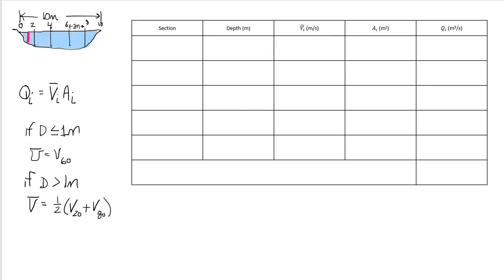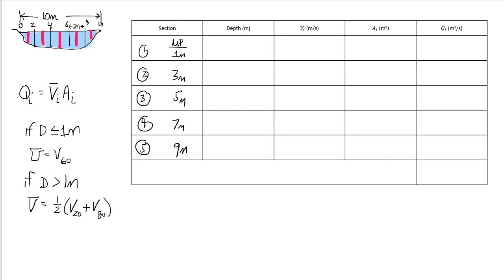The midpoints are going to be at 1, then 3, 5, 7, and 9 meters away from the left bank. So we'll call this section 1, 2, 3, 4, 5. And I'm just putting the midpoints to remind myself, that's 1 meter from the left bank, 3 meters, 5 meters, 7 meters, and 9 meters.